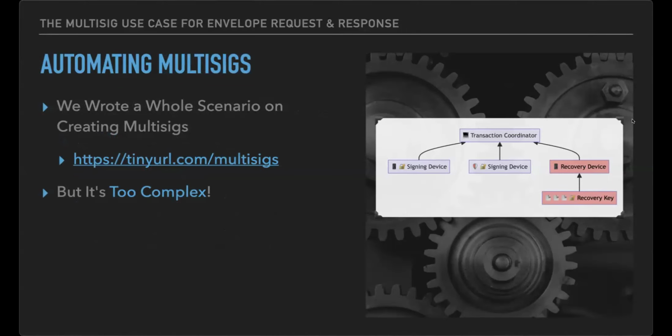You can use Sparrow as a transaction coordinator. You can connect up a variety of signing devices, and you have a multisig, possibly a totally self-sovereign one where you control everything. We've written the scenario and we've asked people to try it, and we think the scenario is very clear, but there's just so much complexity in it that people stall out during it. And that's one of the problems that request and response helps resolve.